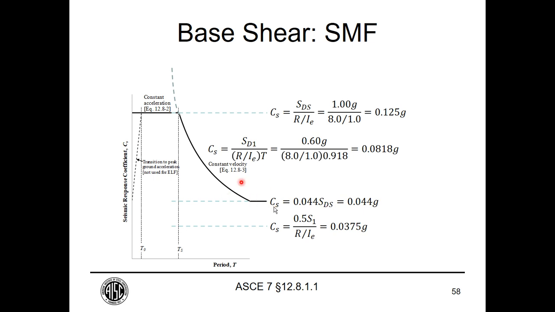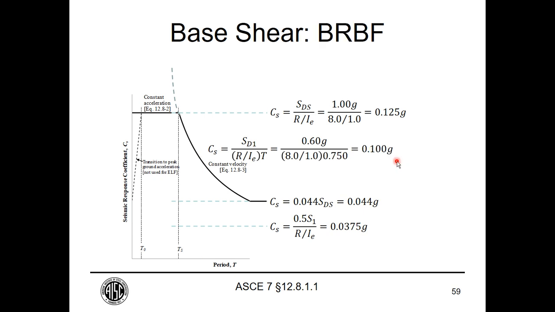So the shape of this changes as you get out to longer periods. Putting in our information, there's the period that we've assumed at 1.4 CuTa, a period of 0.918 seconds, and that gives us a base shear of 0.818 times g, which is larger than either of these two minima and smaller than this maximum. So that's the base shear coefficient that we'll use for the special moment frame.